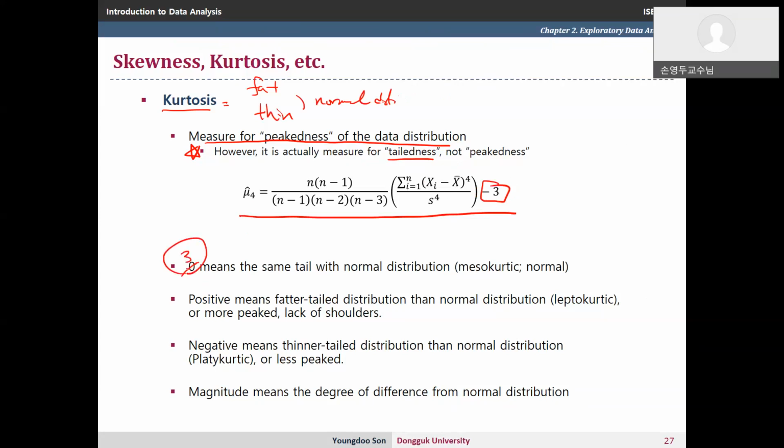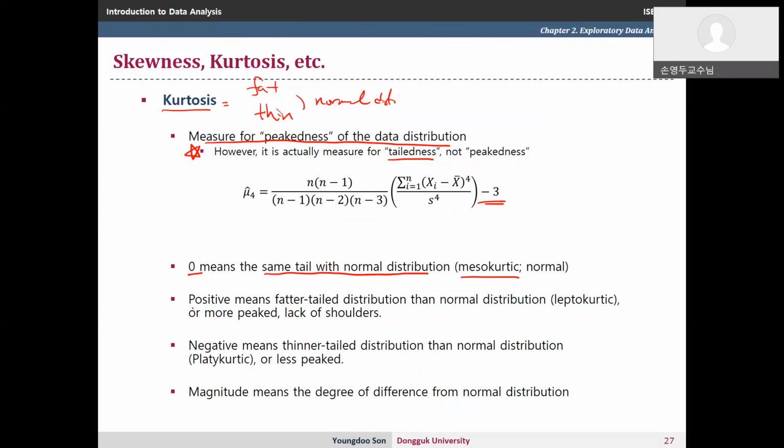So the standard value becomes 3 rather than 0. However, if we see -3 here, then the reference value becomes zero. In this textbook, we use this value, which contains the -3 in the kurtosis. So kurtosis 0 means that it has the same tail as the normal distribution, and we call this distribution mesokurtic.